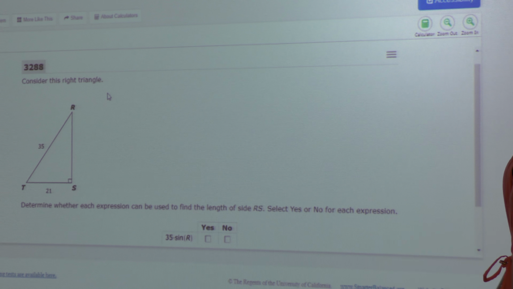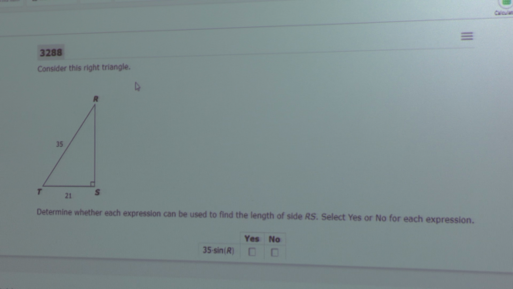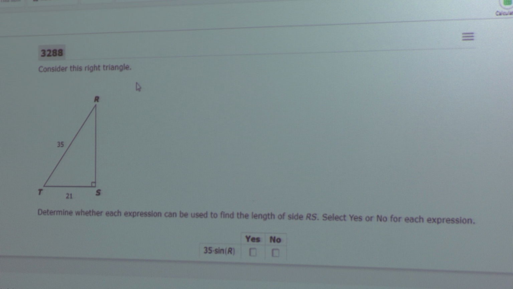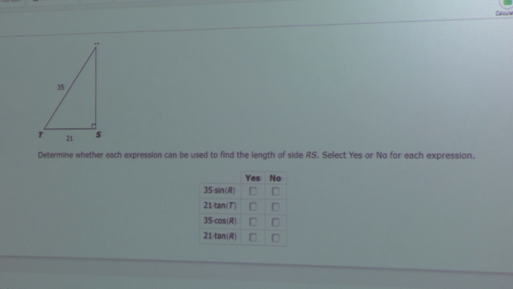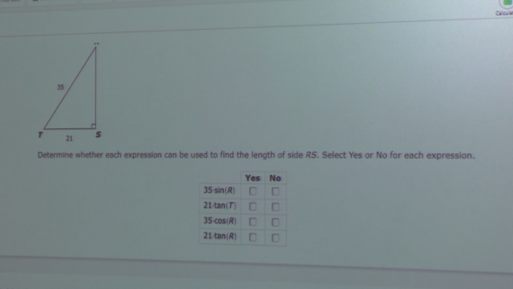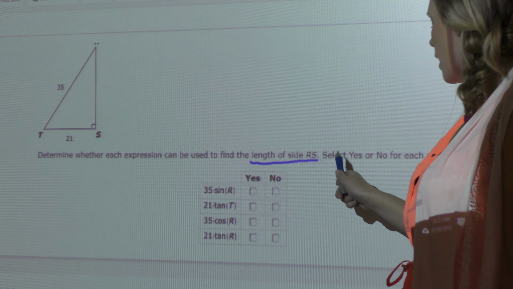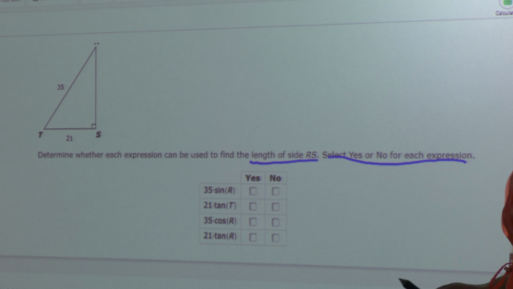So consider this triangle. Determine whether each expression can be used to find the length of side RS. Select yes or no for each expression. And I'm going to look through my answer choices. And I see that I'm working with sines, tangents, and cosines. So I'm looking for the length of side RS, and I'm going to select possibly more than one answer.